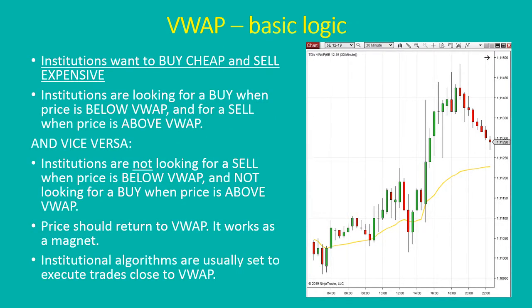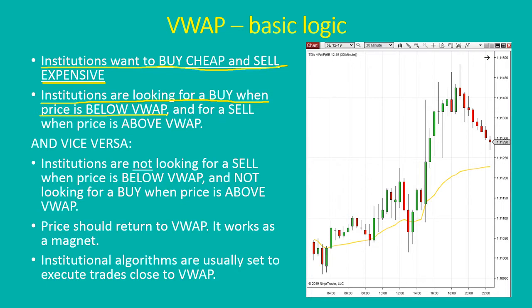Now, here I would like to talk about the basic logic behind VWAP. The most important thing to keep in mind is this. Institutions want to buy cheap and sell expensive. I know this sounds simple and it's not that simple when you are trading, right? But this is the main reason why institutions use VWAP. Institutions are looking for a buy when price is below VWAP.